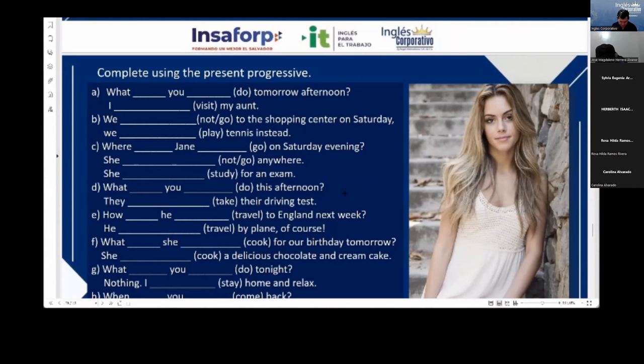We play tennis. Where is Jane going on Saturday evening? She's not going anywhere. She's studying for an exam. What are you doing this afternoon? They are taking their driver's test.